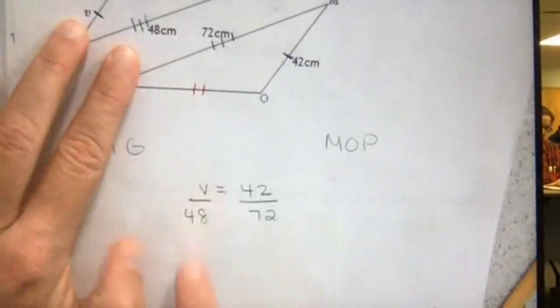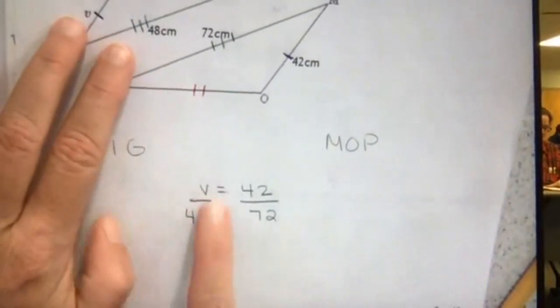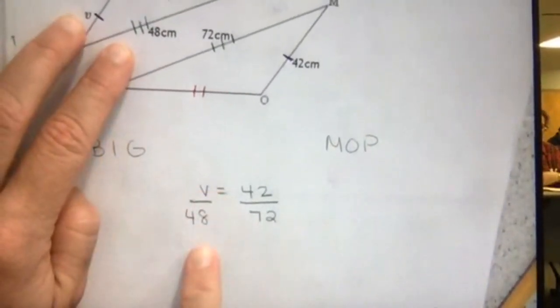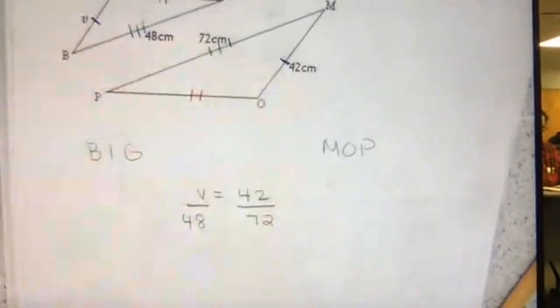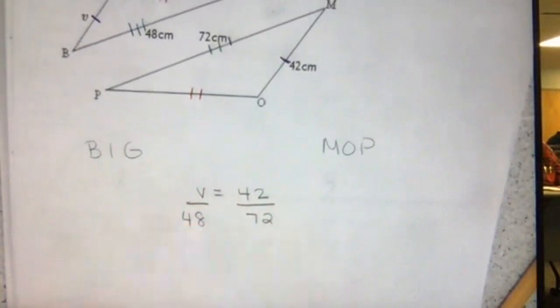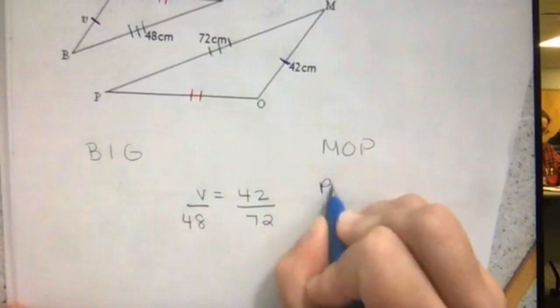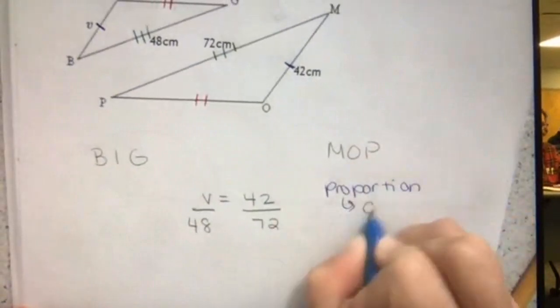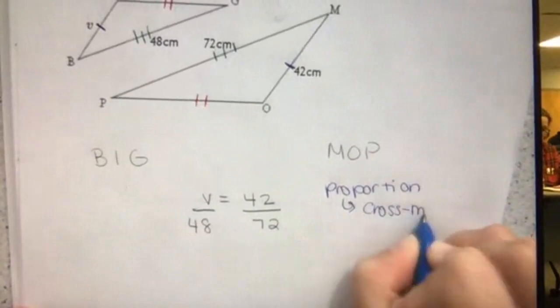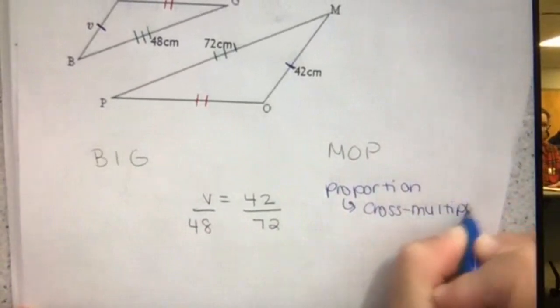I use side 1 and side 3 for the first fraction, and I use side 1 and side 3 for the second fraction as well. That way they match up. These sides match up, these sides match up. So now it's a proportion, so we can cross multiply.